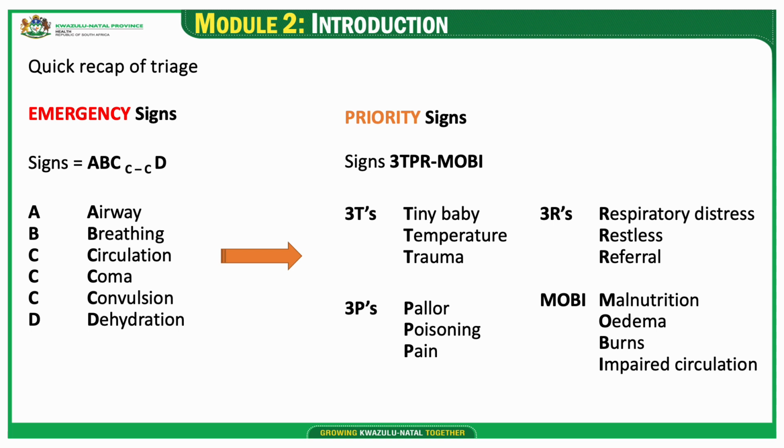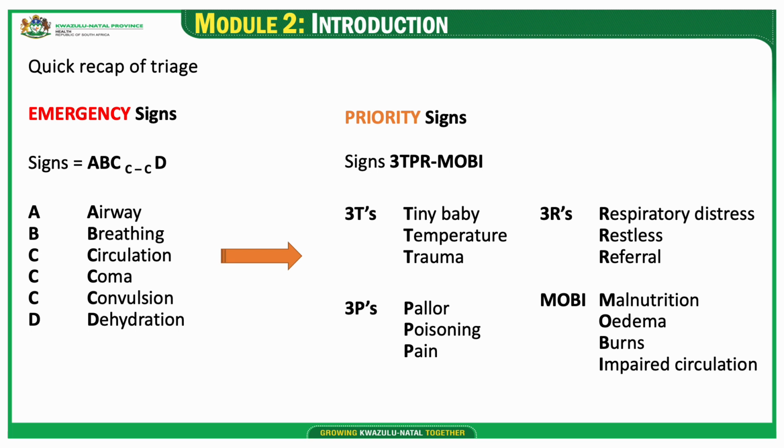But before we get into Module 2, let's do a quick recap of what we learned in Triage. By now we're aware that we've got emergency signs and we've got priority signs. We remember our emergency signs by the acronym A, B, C, C, C, D, which are problems related to airway, breathing, circulation, coma, convulsions, and dehydration. These are our patients that need to be managed as a matter of urgency.